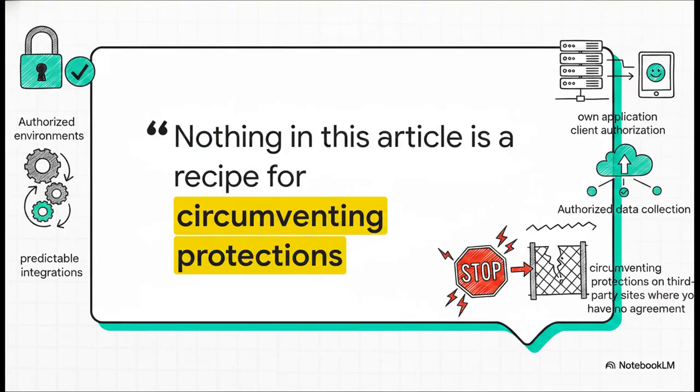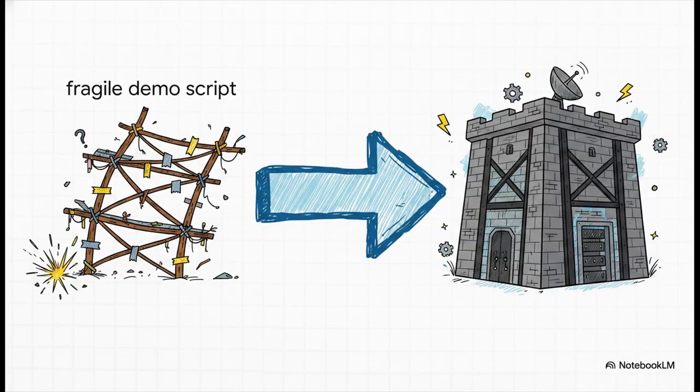Now, before we wrap up, we need to talk about a critical safety note. This type of workflow should only be used in owned, client-authorized, or contractually permitted environments. Period. This architecture is specifically engineered for predictable integrations in authorized environments, meaning you own the app, or you're operating it for a client who gave you the green light, or you have a clear, authorized data collection agreement in place.